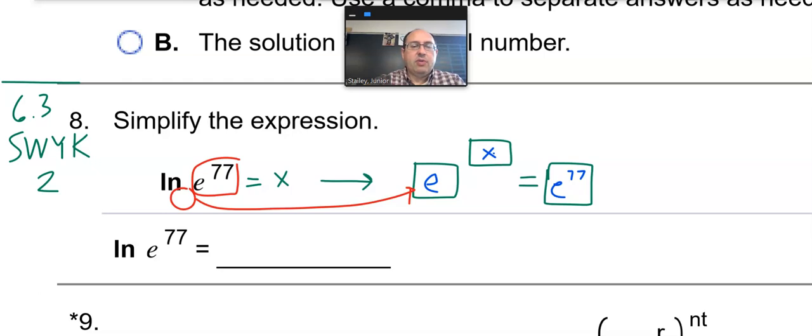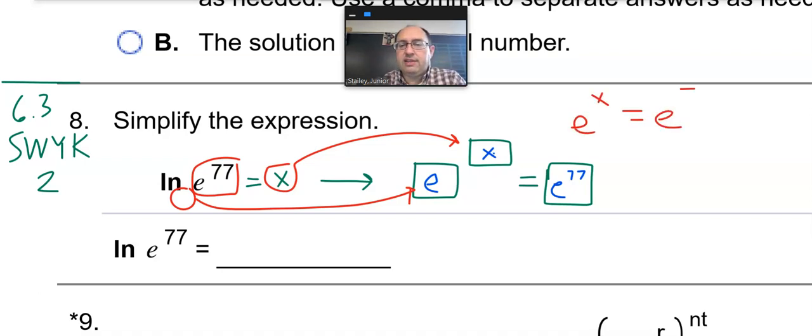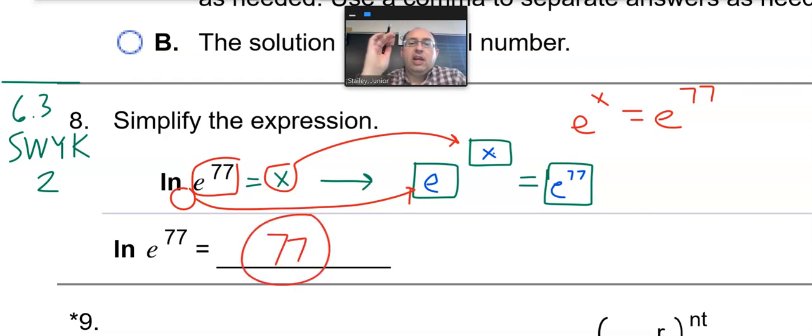We know that the exponent is x because we know that logs equal exponents. The argument is e to the 77. Now, look at what you have. You have e to the x equals e to the 77. This should be real easy. The bases are both the same. We know they're equal. Therefore, x has to be 77. In other words, they gave you the answer. Isn't that nice?